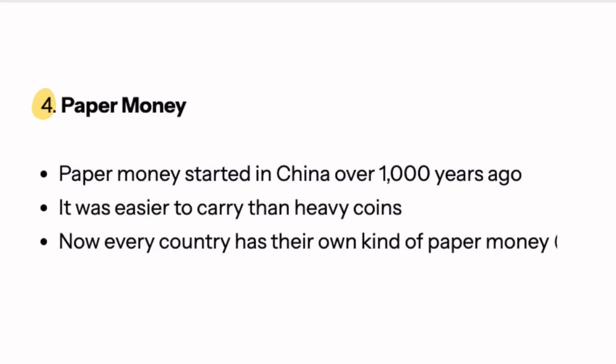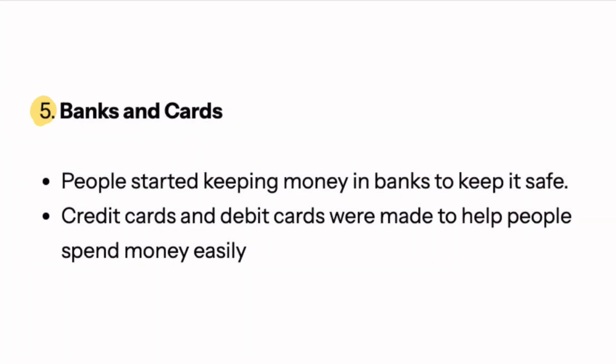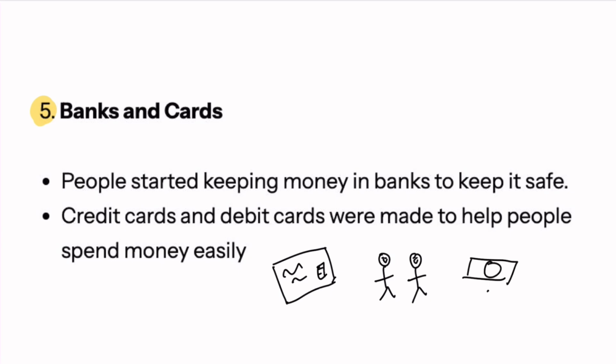Moving on, we're first introduced to paper money in China over 1,000 years ago, and this was a lot easier to carry than the heavy coins they previously had. Now every country has its own kind of paper money. Now, getting closer to the end, we have banks and cards. People started using banks as a way to keep their money safe, and credit cards and debit cards were made to help people spend money more easily.